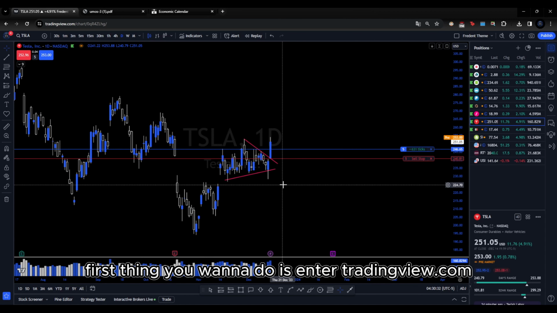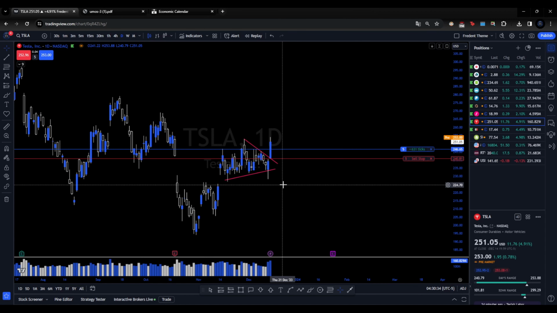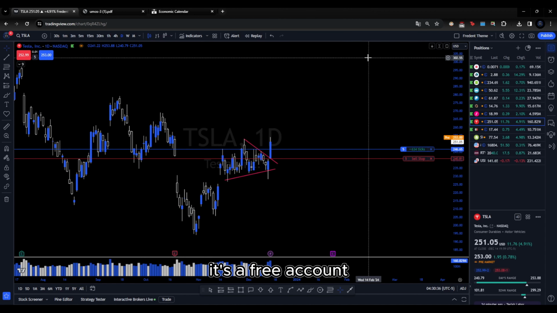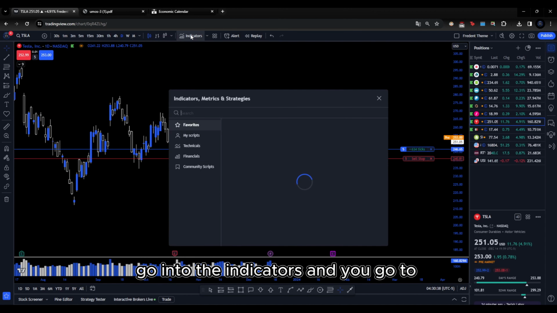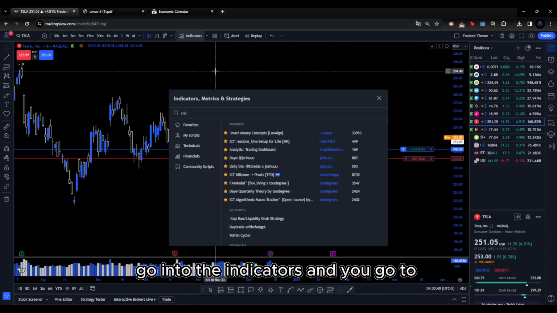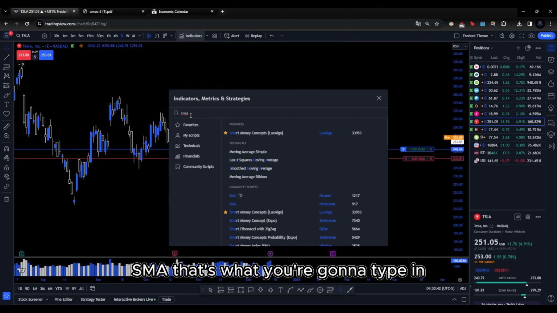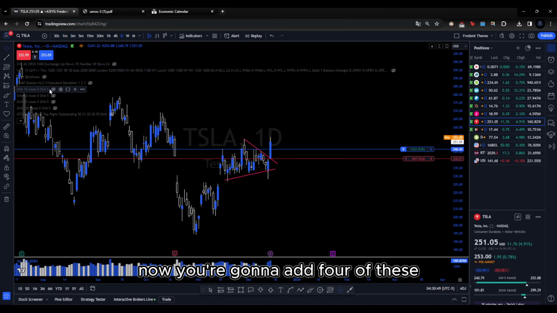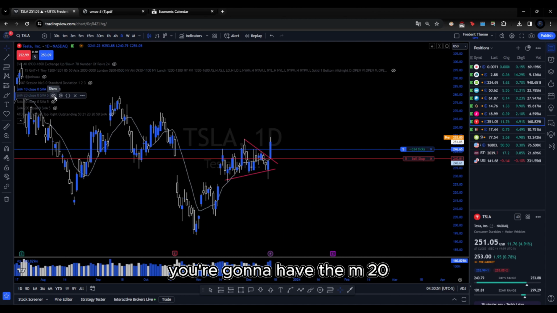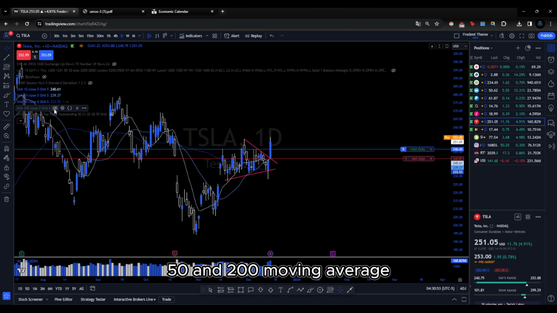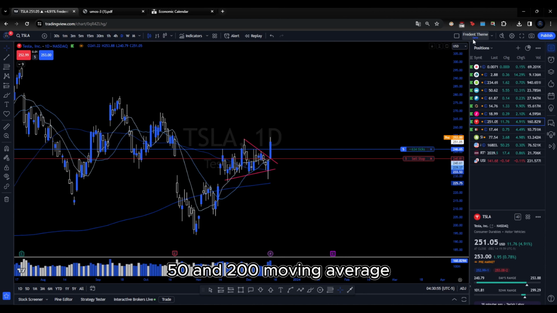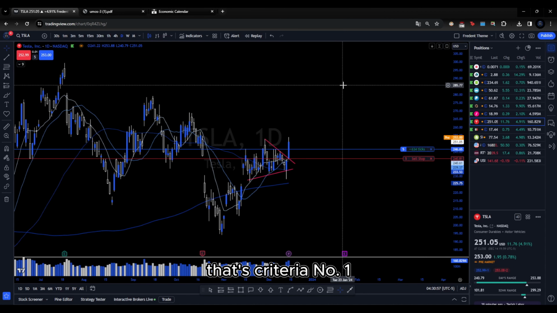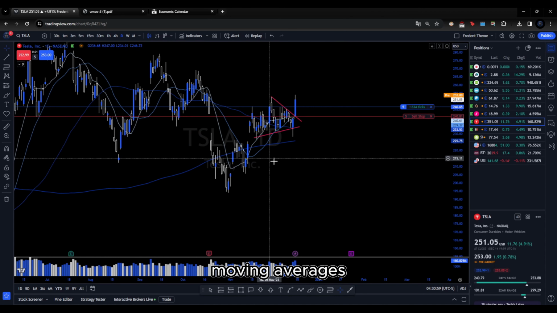First thing you want to do is head to tradingview.com, put on a chart, it's a free account, go into the indicators and you go to SMA, that's what you're going to type in. You're going to click on this moving average symbol. Now you're going to add 4 of these. You're going to have the 10, 20, 50, and 200 moving average. That's criteria number 1. Moving averages.